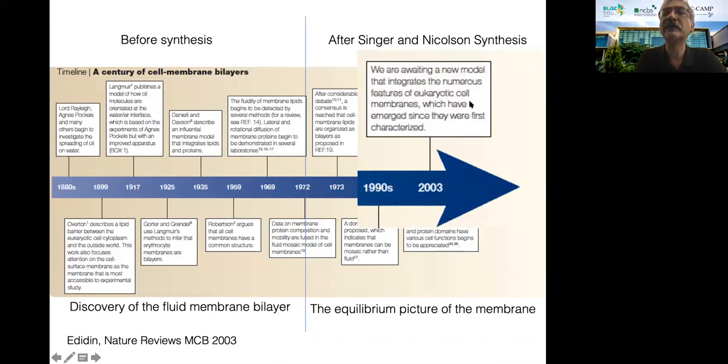And he made a very prescient comment about 20 years ago, where he said that we are now awaiting a new model that integrates numerous features of a eukaryotic membrane, which have emerged since these were first characterized. But this reflected, even at this time, 20 years ago, the fact that the membrane produced these different wonderful patchwork quilts, in some kind of an equilibrium picture.